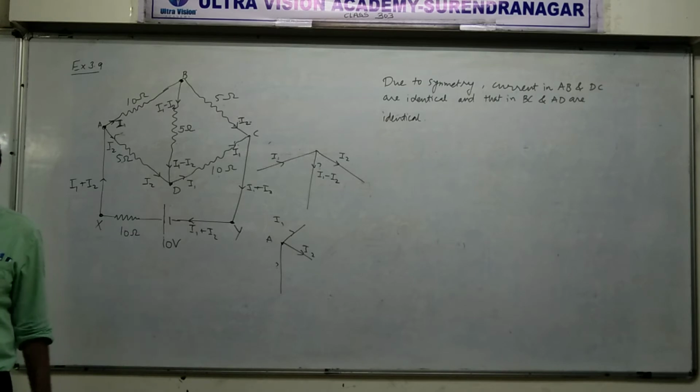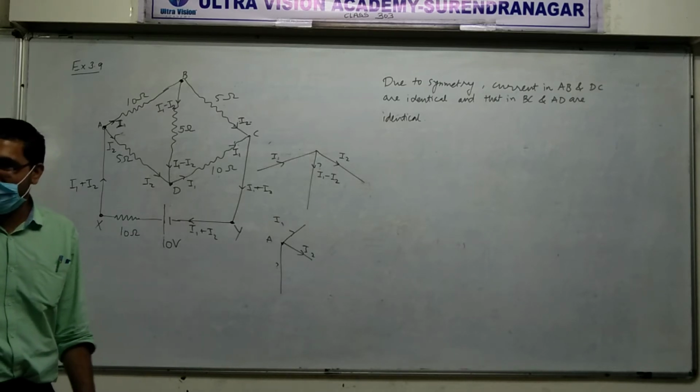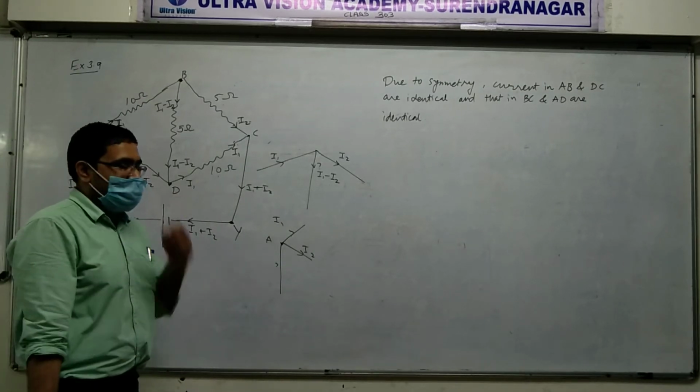Then you have to do everything from basic. I1, I2, I3, I4, take all the currents that come. Okay, everything clear?